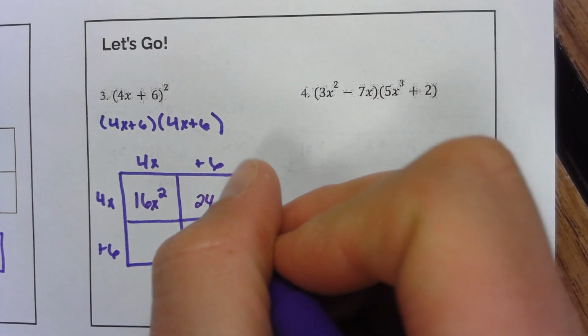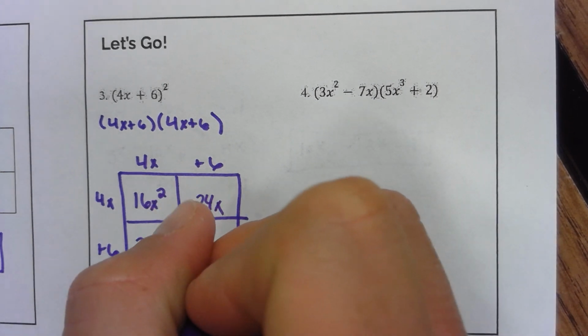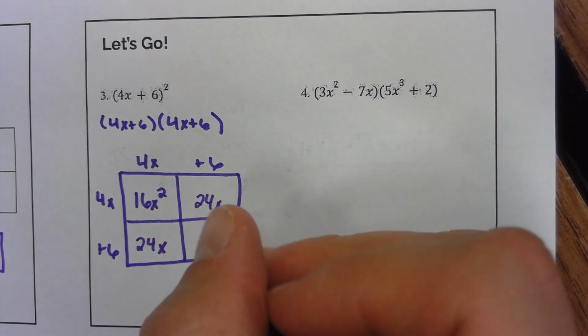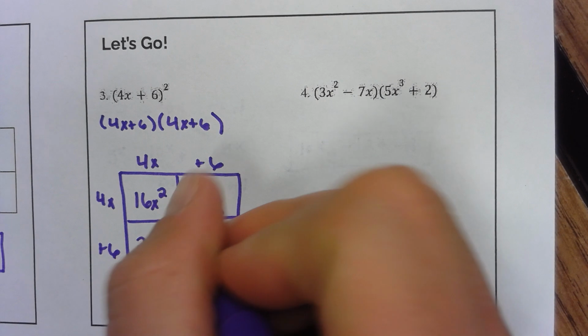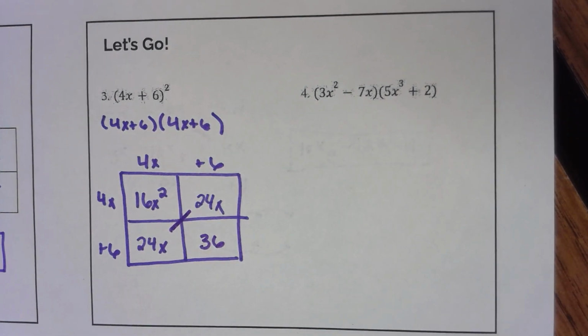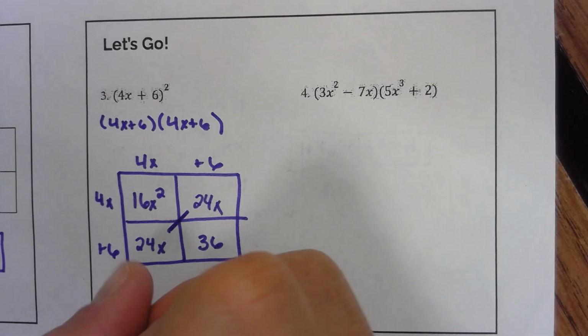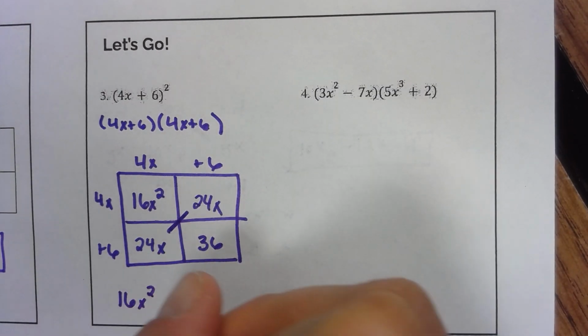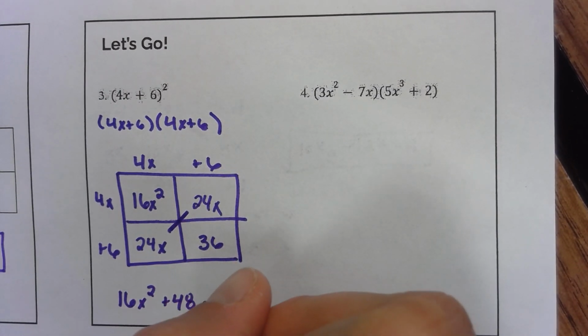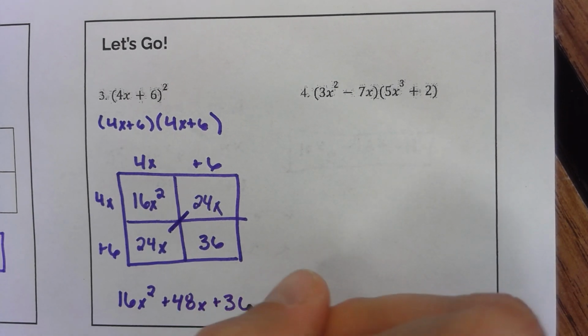4x times 4x is 16x squared. 6 times 4x is 24x. We get another 24x. 6 times 6 is 36. And last thing we need to do is combine like terms with the 24x's. So that's 16x squared plus 48x plus 36.